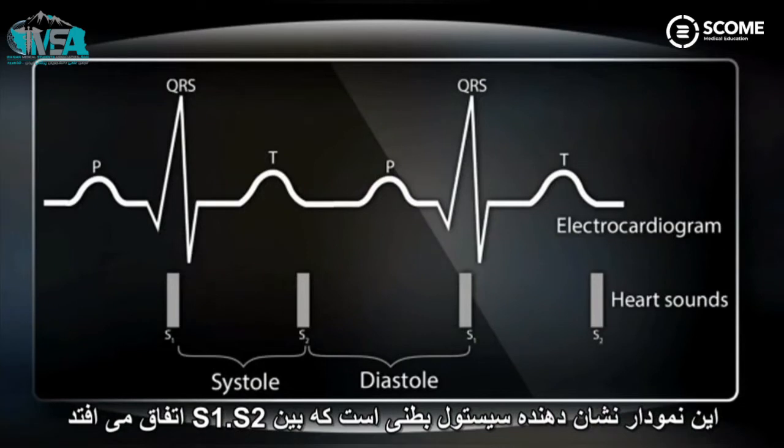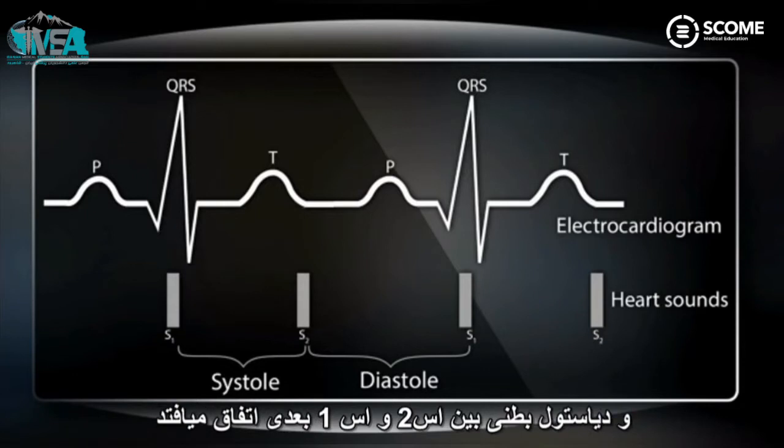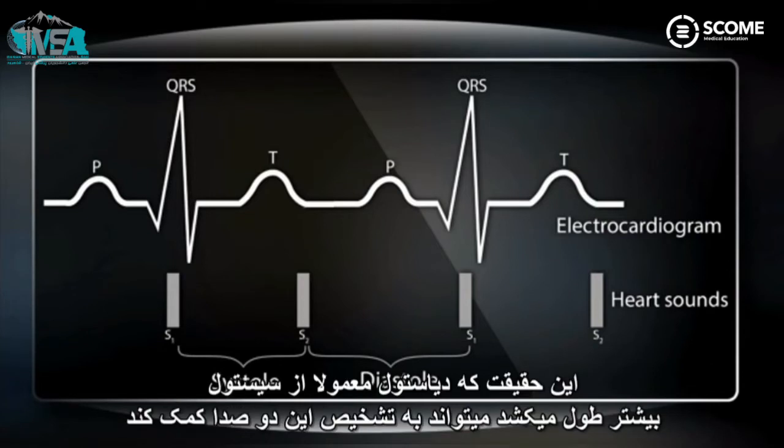This graphic represents the ventricular systole that occurs between S1 and S2. Ventricular diastole occurs between S2 and the next S1. The fact that diastole usually lasts longer than systole is helpful in distinguishing the two sounds.